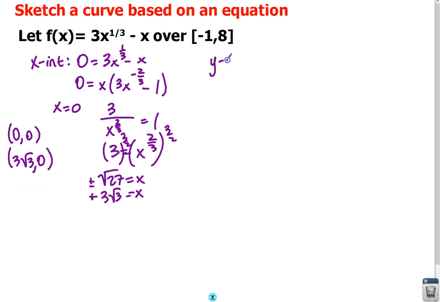Let's go to my y-intercepts, and that's going to be where my x value is equal to 0. Oh wait, that's super easy because I actually already have that right here. My y-intercept is also one of my x-intercepts, so 0, 0. Easy peasy.